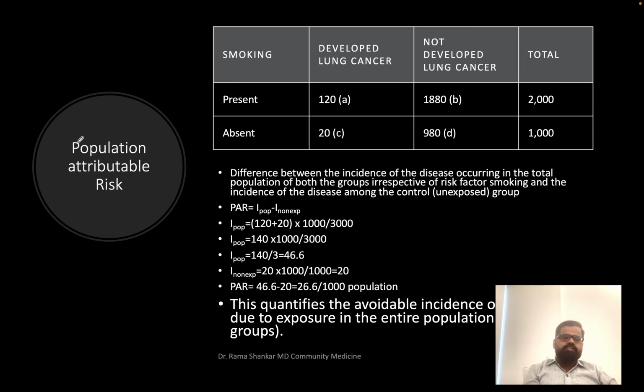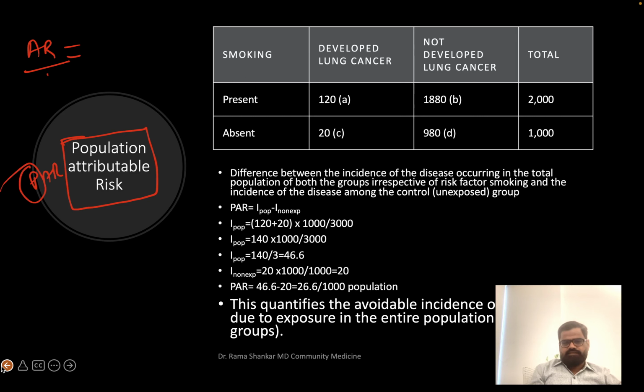Okay. The next important indicator is population attributable risk. Already I have read attributable risk, right? Now I'll try to understand what is population attributable risk. So what is the difference between AR and PAR? The only difference is, students, P. If you remove P, it becomes AR. If you add P, it becomes population. So I want to see how much I can attribute of any risk factor in the population, not in the exposed group, in the population.